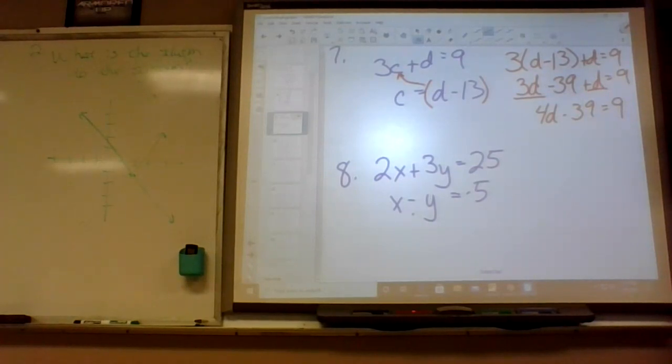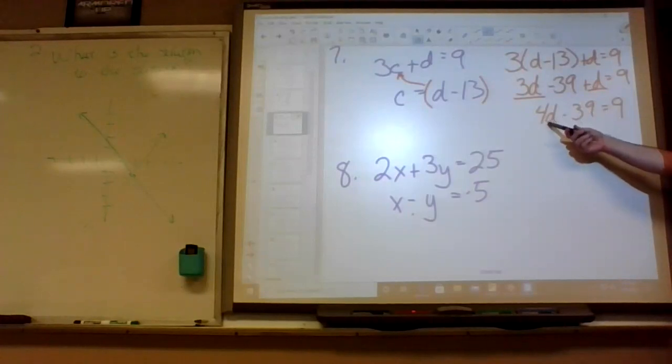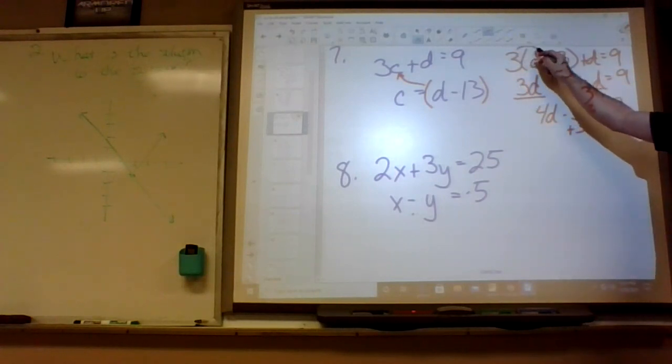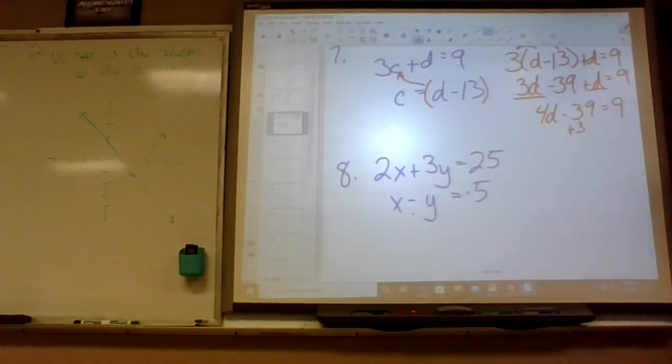Alright, did you guys get number 7? But it doesn't divide evenly. If you add 39, you get 48, divided by 4. But that's a negative. No, it's not. 6b equals 12, right there. Oh, I forgot to do that.